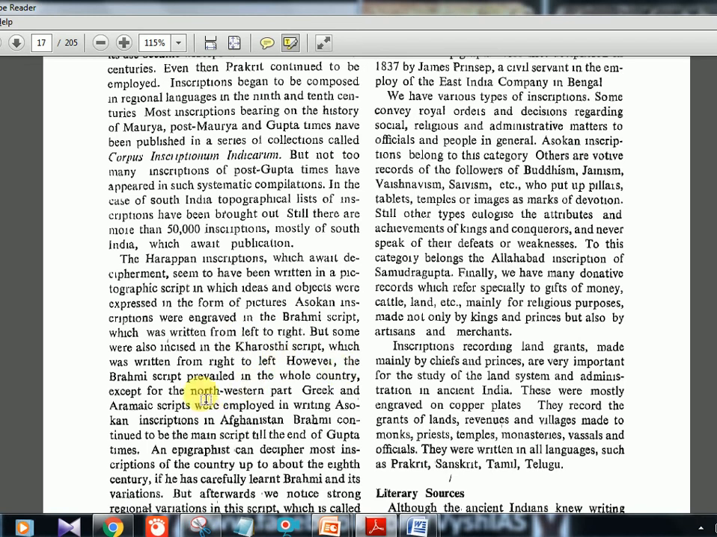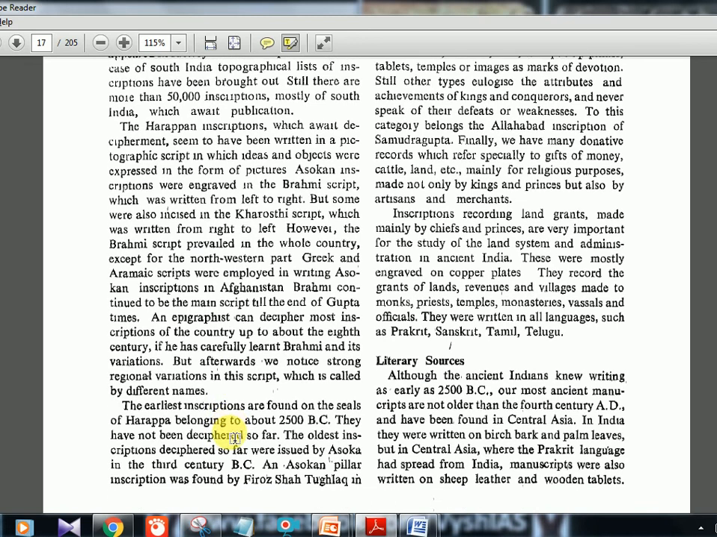However, the Brahmi script prevailed in the whole country except for the northwestern part. Greek and Aramaic scripts were employed in writing Ashokan inscriptions. So the Ashokan inscriptions are written in almost all languages, based on wherever they are placed. Brahmi continued to be the main script till the end of the Gupta period, and an epigraphist, the person who studies inscriptions, can decipher most inscriptions of the country up to about the 8th century if he has carefully learnt Brahmi and its variations. That is what they are telling.